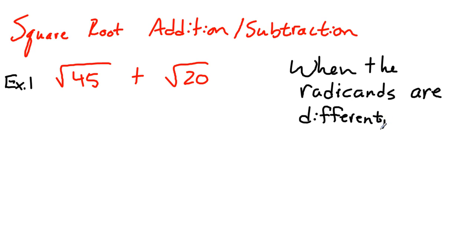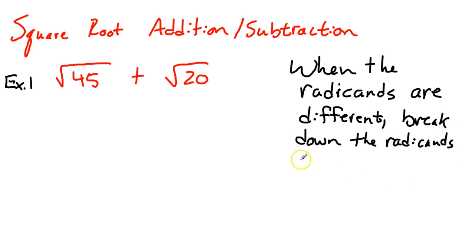you don't just put, no, we can't do it, we're done. No, this is one where they want you to break. You actually have to do something to it first. So if the radicands are different, you're going to have to break down. And then you're going to have to simplify each one.